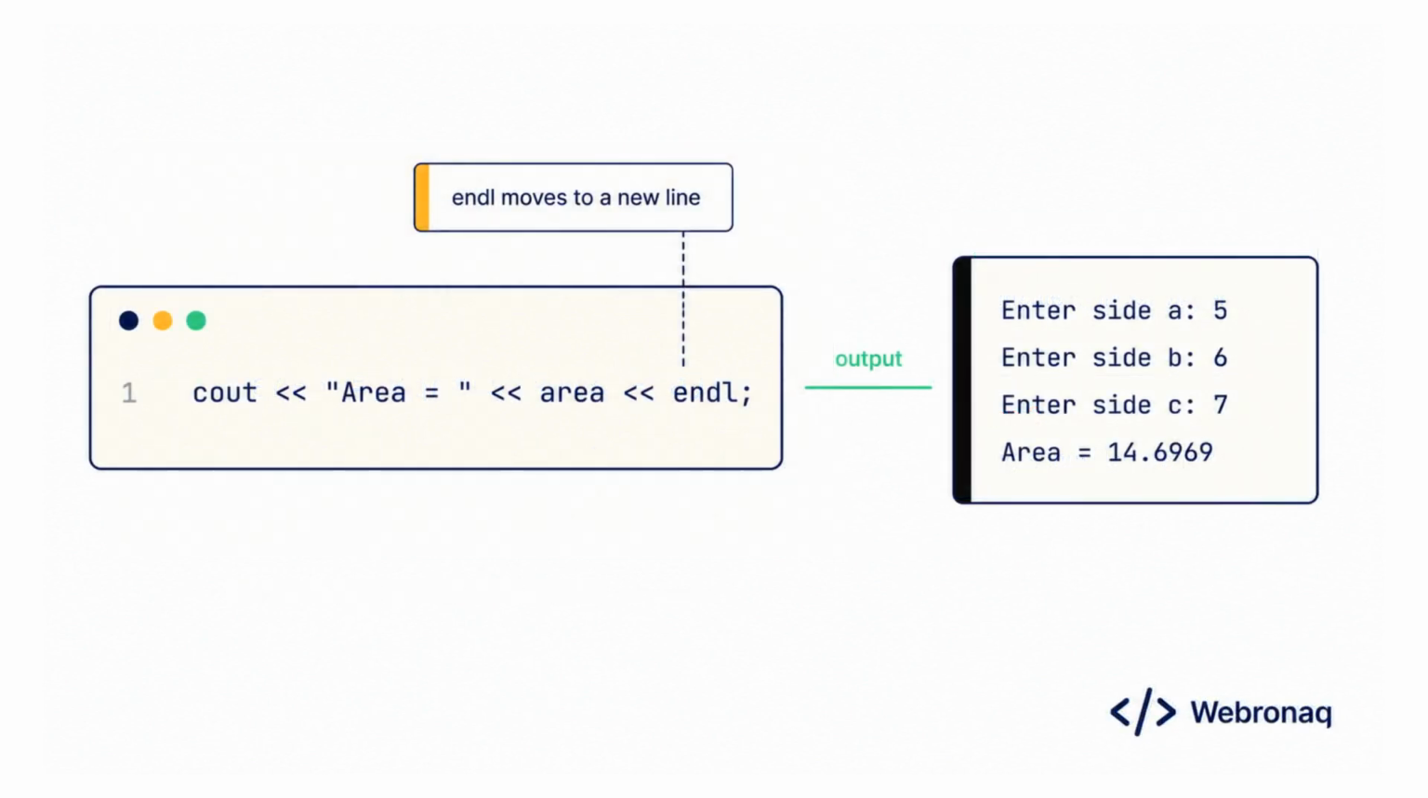And finally, we print the result. Cout sends 3 things to the screen, one after the other. The label area equals, then the value stored in our area variable, and then endl. Endl just means end of line. It moves the cursor down so the next output starts fresh. For a triangle with sides 5, 6, and 7, the area comes out to roughly 14.7. The program is complete, but there are a few things happening underneath that are worth a closer look.